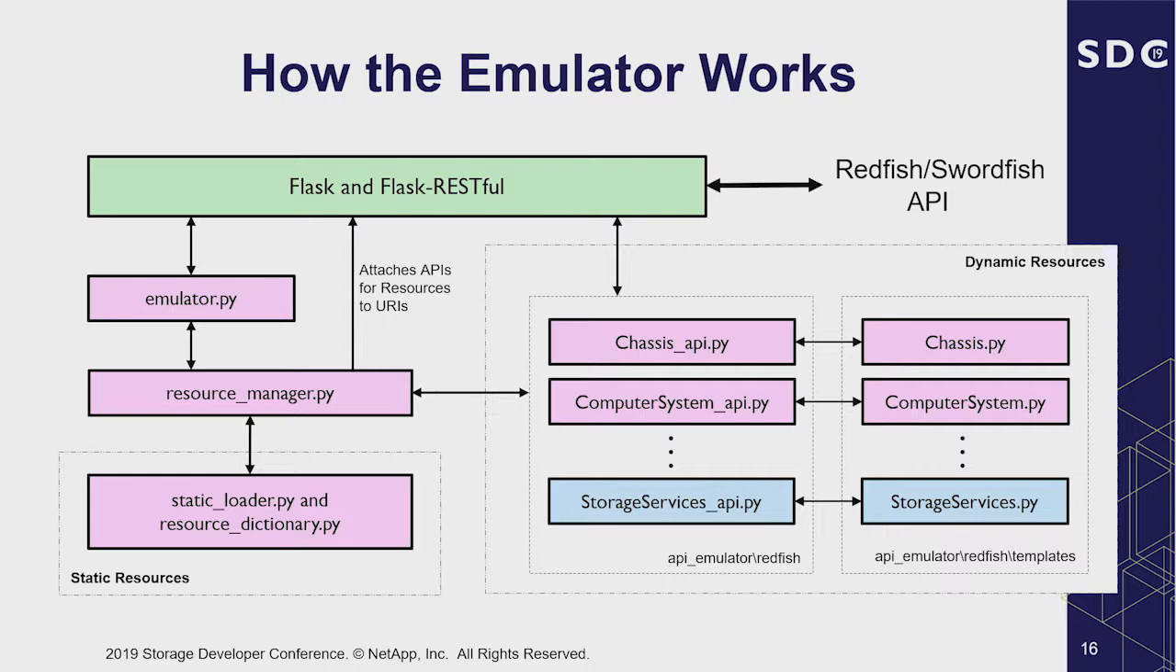Last thing to point out here is that all these Swordfish objects are dynamic. I'm only showing one here in blue, but they're all the same. It's an API file and a template file. And the API files are of interest because that's where you define what happens to post, get, put, if you want it, patch, and delete. So this is what Rochelle was talking about earlier.